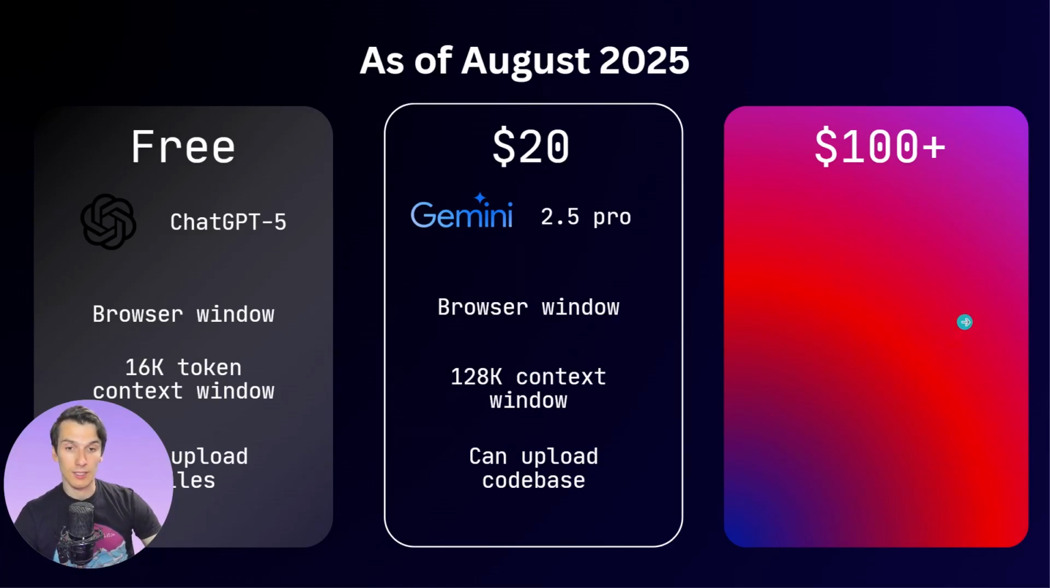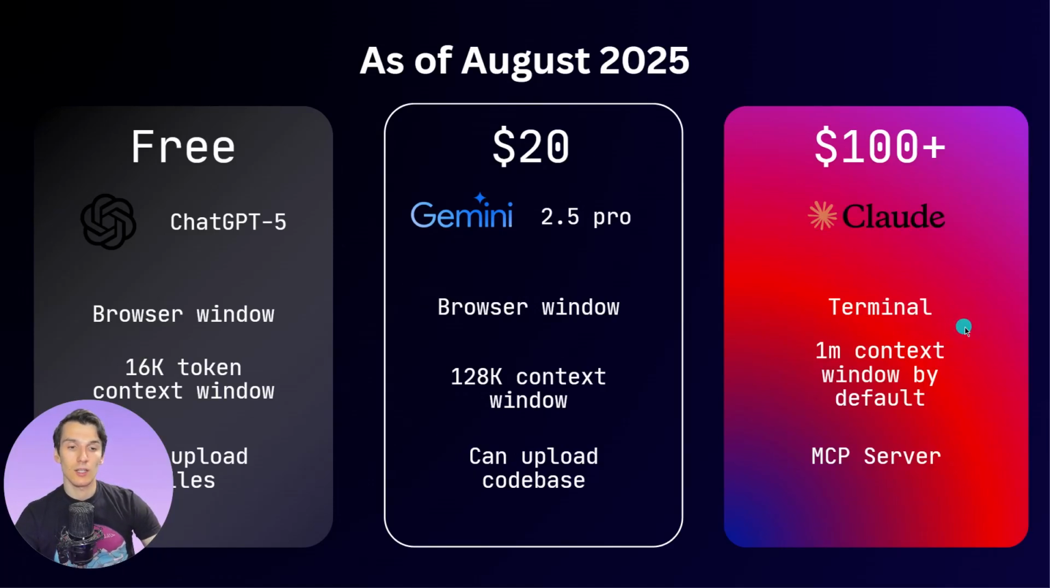So now let's move on to the most expensive tier, $100 plus, which is Claude Code. Claude Code is by far leading the market right now, and one of the best things that differentiates it from the middle and free tiers is that it's a terminal-based AI tool. What it means is it has access to your folder, you run it in a terminal, and it has access to your whole code base. And the best thing is it has a 1 million context window right now.